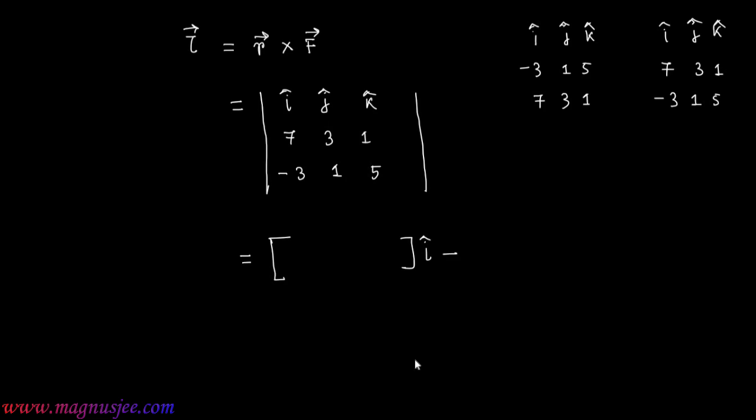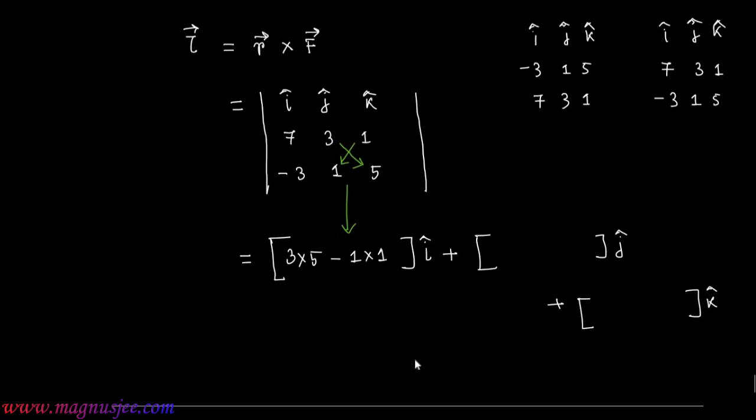Now we can write 3 brackets with i cap, j cap and k cap, and writing 3 into 5 minus 1 into 1. And how to find these rectangular components? Doing cross multiplication between 3 and 5 and 1 and 1, the difference of them will be 3 into 5 minus 1 into 1. That will be the rectangular component of torque along x-axis.